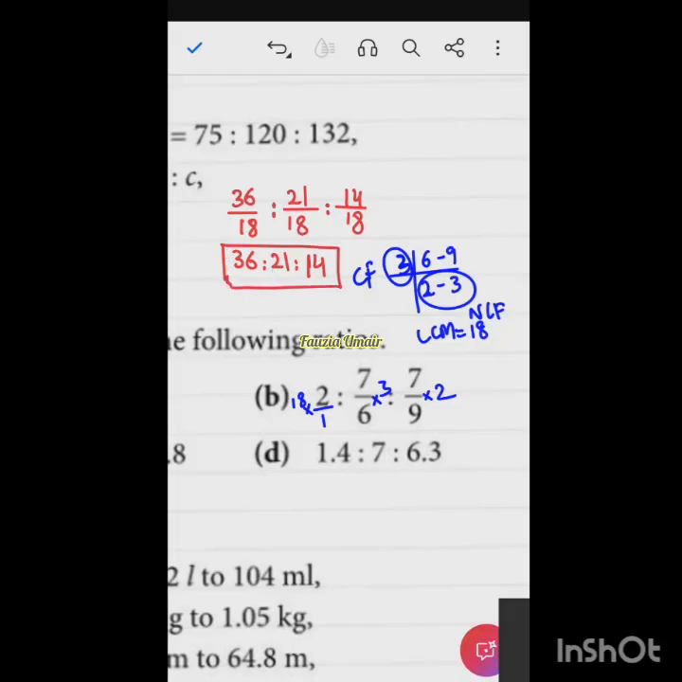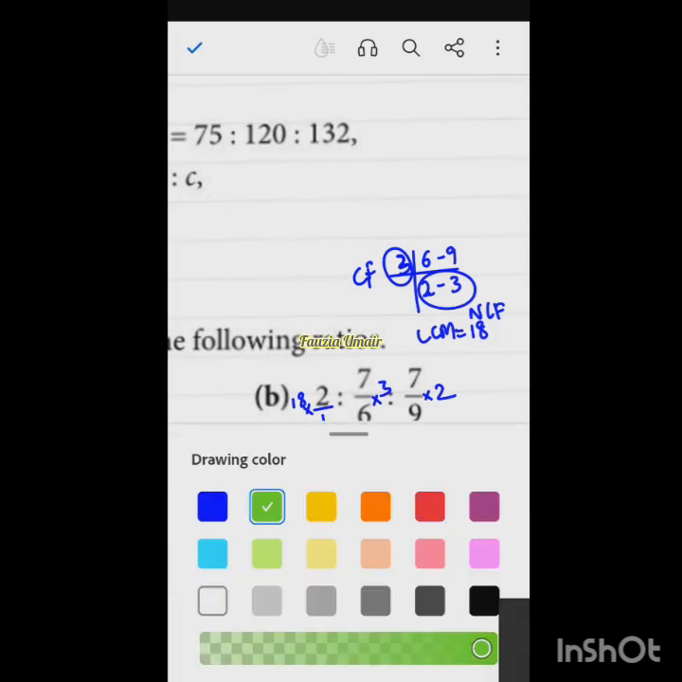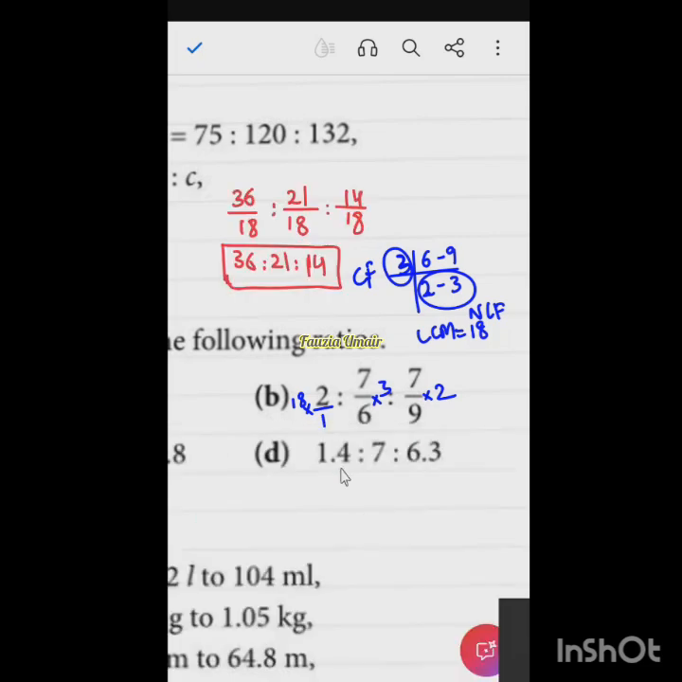So now let's quickly look at question part D. How will we solve part D? Decimals are there. So what will be the first step? Convert the decimals into fractions.